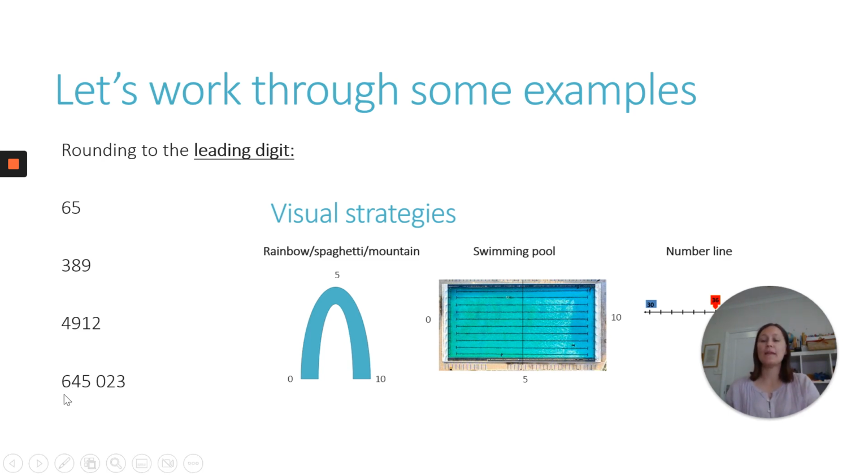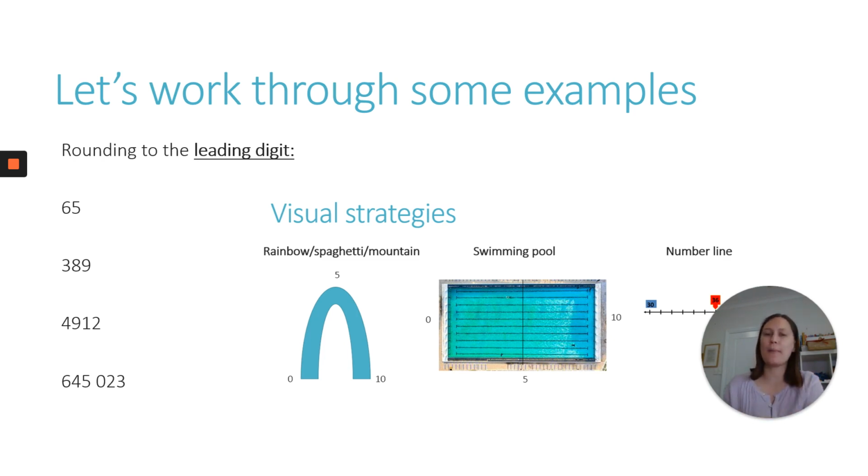And here, 645,023. 600,000 was the last 100,000 we went past. The next 100,000 would be 700,000. I look to the right, it's a 4. 4, I round down. I'm going to go back down to 600,000.